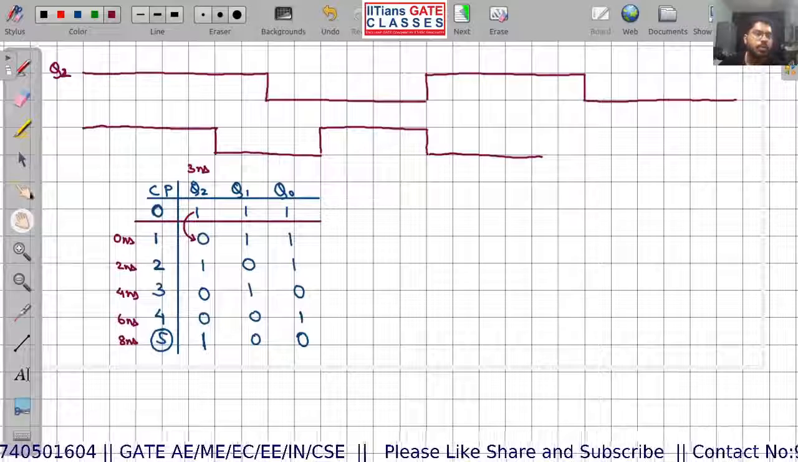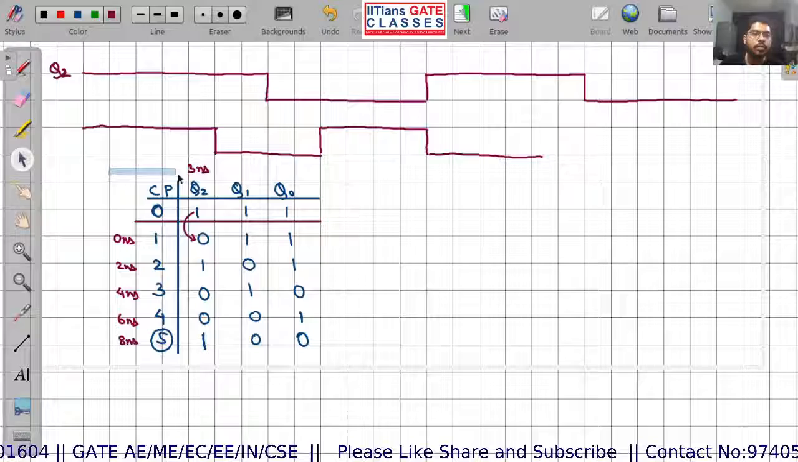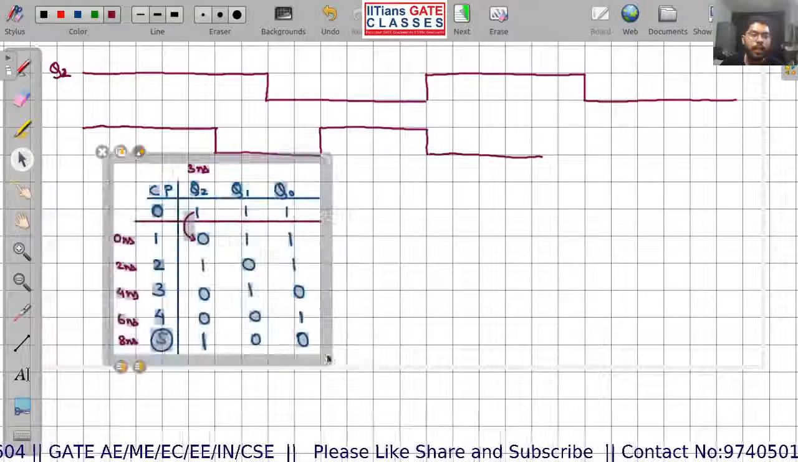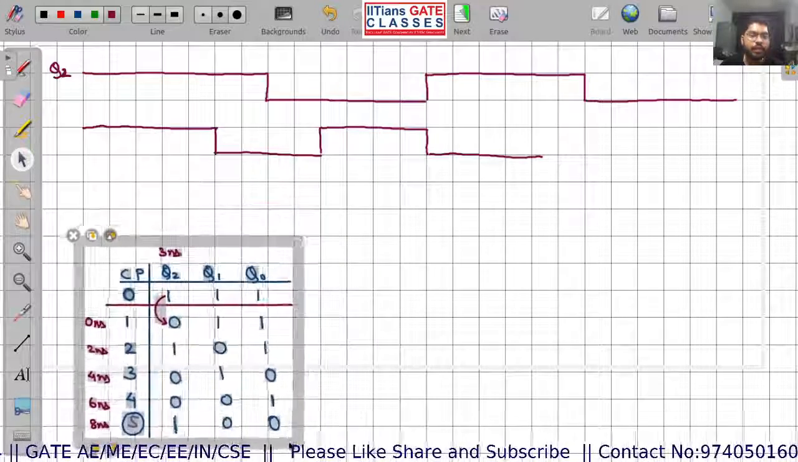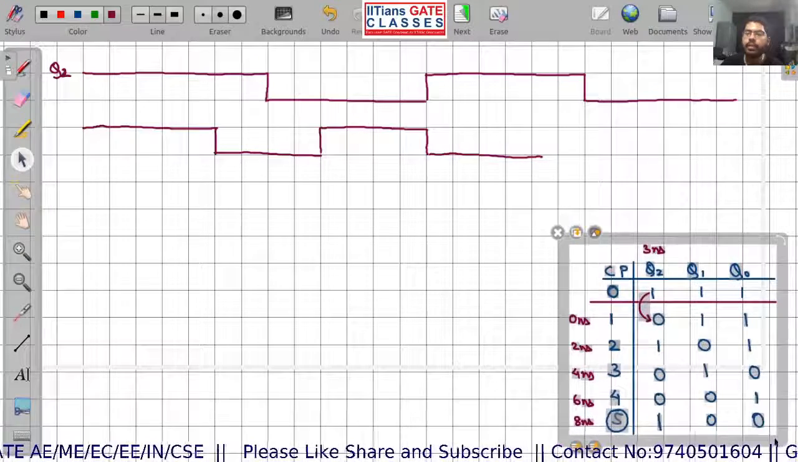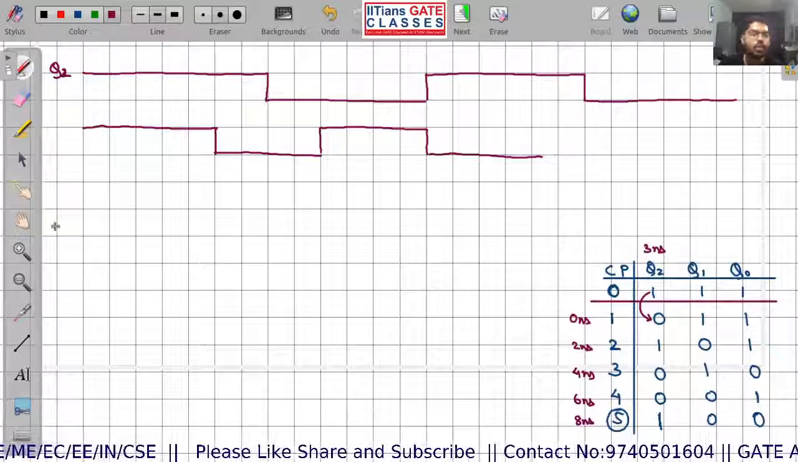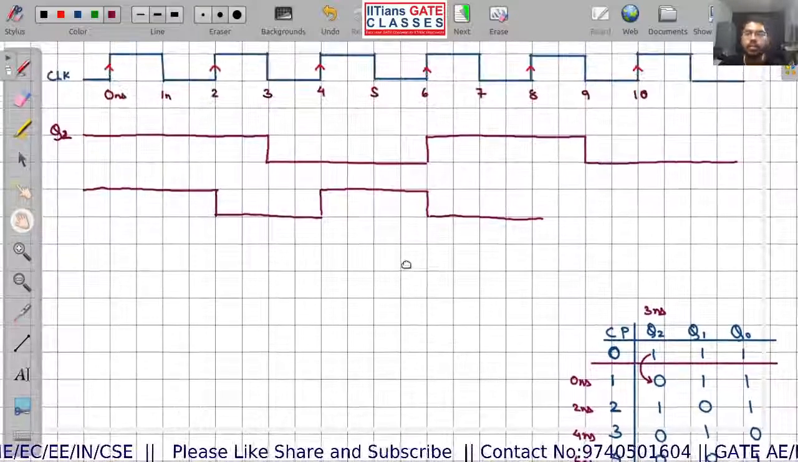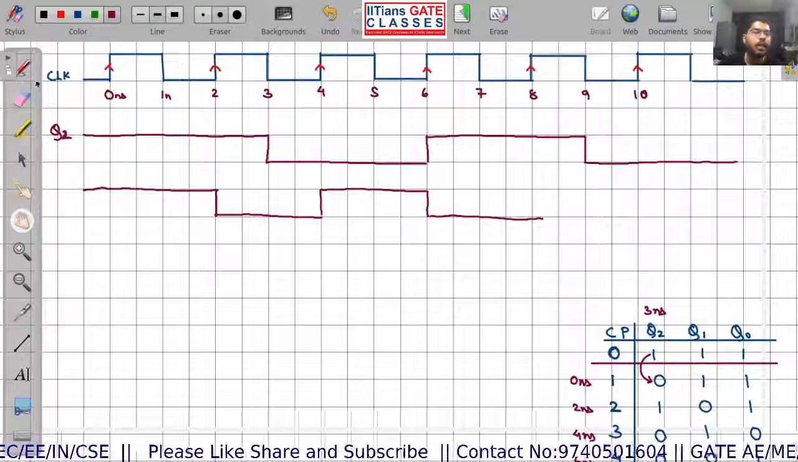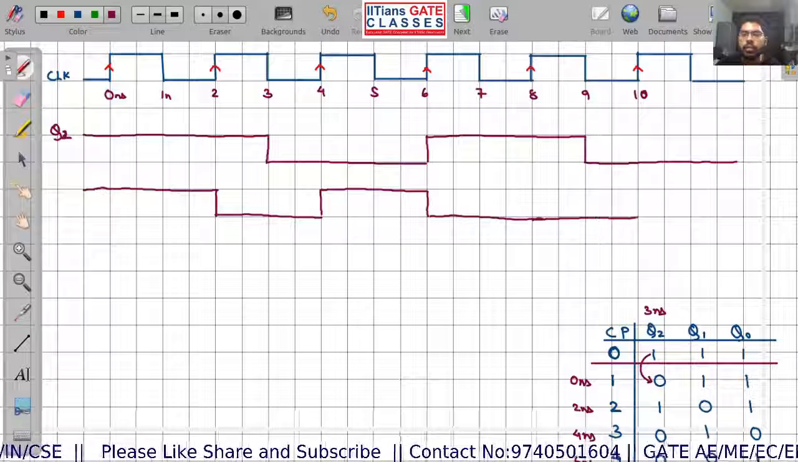Okay, so this is the problem of online teaching. You don't get enough space here. So what I was telling, for the next 2 clock pulse, now I am not able to see the clock pulse. Okay, fine, now I am able to see. For the next 2 clock pulse it is 0. So this will also be 0 up to this point.